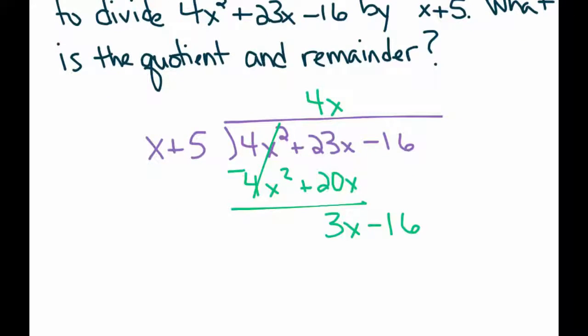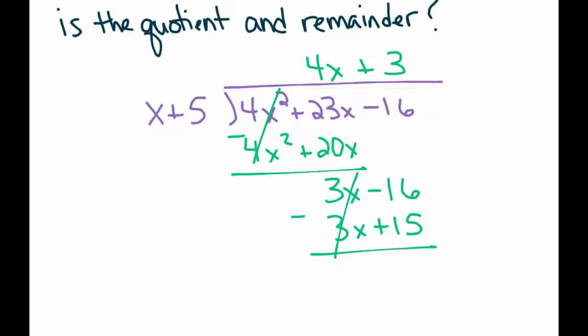Now, I want to find out what I can multiply x plus 5 by so that it gets as close to 3x minus 16 as possible. In other words, what do I multiply x by so that it becomes 3x? I'm missing a positive 3. So now I'm going to multiply both of these by 3. 3x plus 15. And I'm going to subtract. 3x minus 3x is 0, which is exactly what should happen. Be careful. The next one is negative 16 minus 15, which is negative 31.